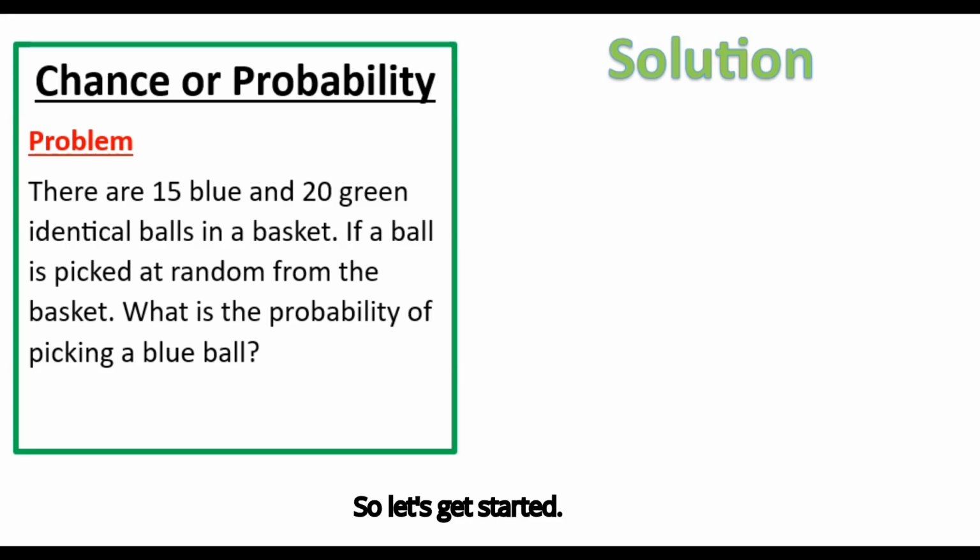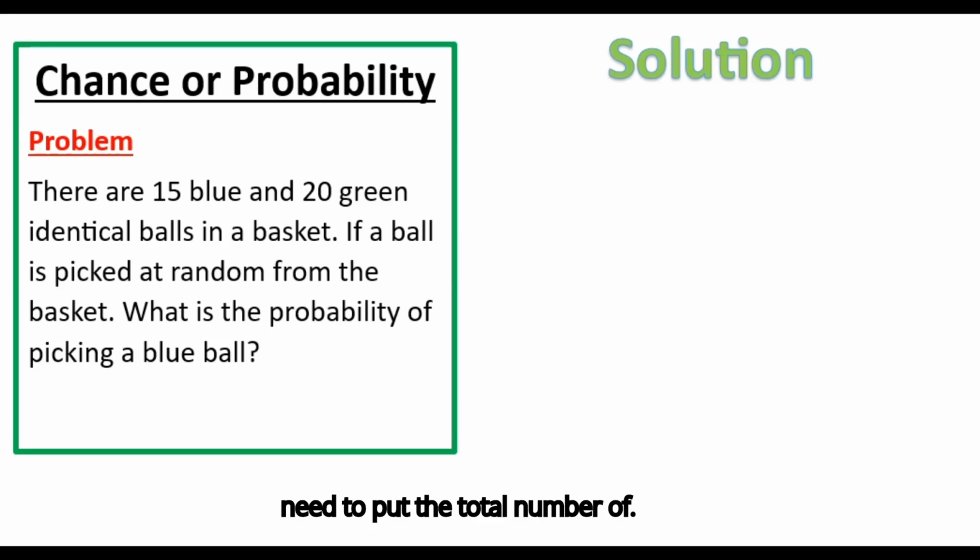So let's get started. To solve this, we need our total number of sample space. And sample space in probability is the total number of equally likely outcomes. So outcomes that are equally likely to happen. In this regard, it's likely when you dip your hand or you pick a ball from the bag, you pick a blue ball or you pick a green ball.